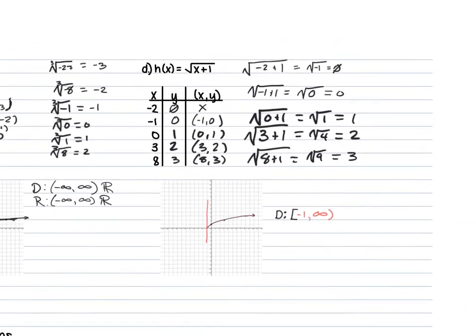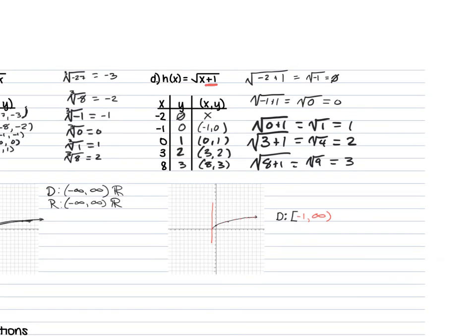But notice the only thing that was different about this one and the original one, it was somebody stuck that +1 underneath there. Well, that's what it did, is it messed it up and it changed my domain. So I go, okay, well, the domain's different if I put +1 under there. Now let's do range.